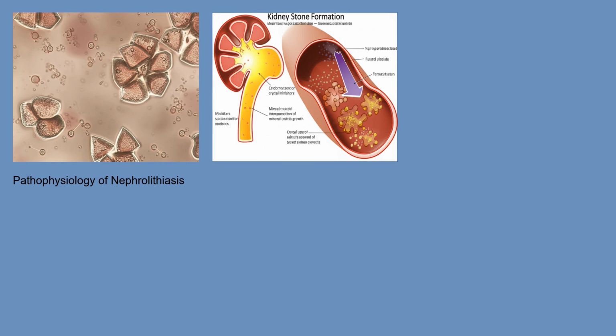Let's talk about how these stones actually develop. The pathophysiology of nephrolithiasis involves the supersaturation of certain minerals, like calcium oxalate, in the urine. This leads to crystal formation. These tiny crystals aggregate and grow over time. If the crystals become large enough, they can obstruct the urinary tract, causing pain and other complications. Inhibitors of crystallization, normally present in the urine, may be deficient, further promoting stone formation.